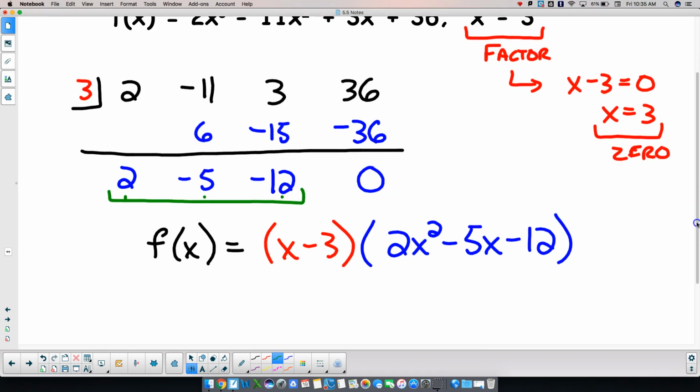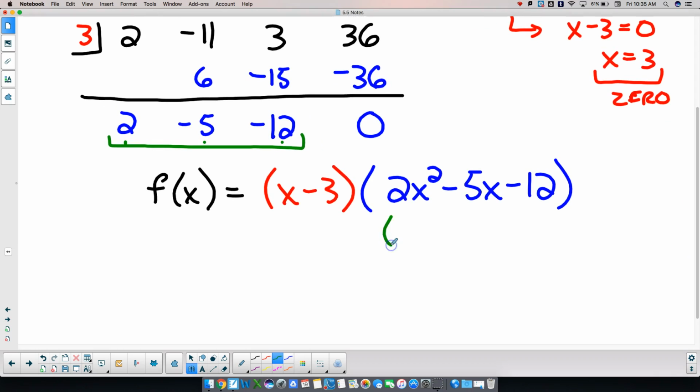Can I factor this? Yes. To what? What multiplies together to be 2x squared? 1 and 2. So 2x and x. Yeah. What multiplies together to be 12? 6 and 2, 4 and 3, 1 and 12, right? Okay? So, do any of those combinations work? 4 and 3, which one gets the 4, which one gets the 3? Left to right.